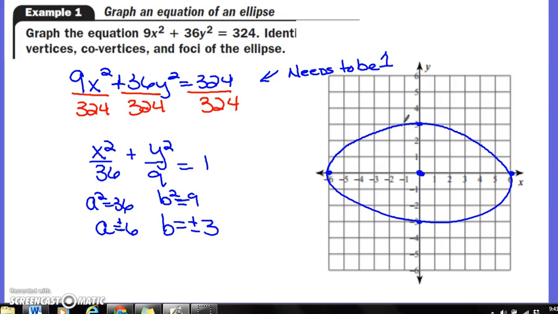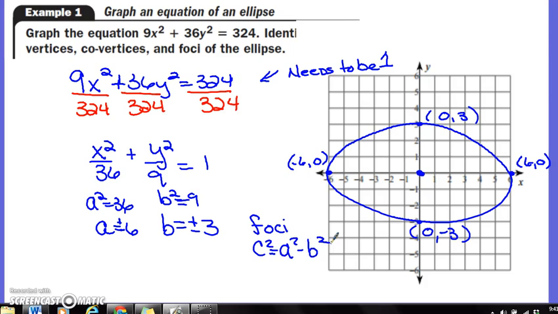So the co-vertices are going to be (0, 3) and (0, -3), and the vertices are going to be (6, 0) and (-6, 0). Now, we can take a minute and find our foci if we would like. They come from c squared equals a squared minus b squared.